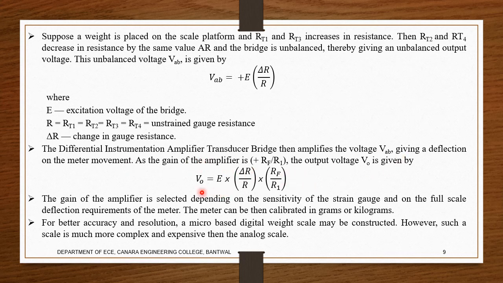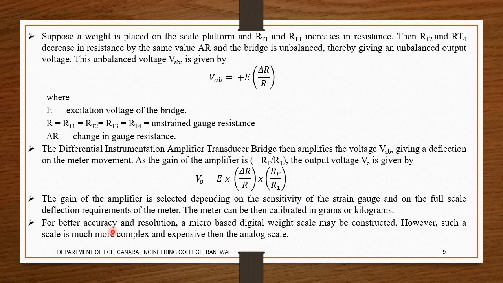That is how V0 is equal to E into delta R divided by R into RF divided by R1. The gain of the amplifier is selected depending on the sensitivity of the strain gauge and on the full scale deflection requirements of the meter. The meter can also be calibrated in terms of grams or kilograms. So depending on the sensitivity of the strain gauge, the amplifier gain is selected.